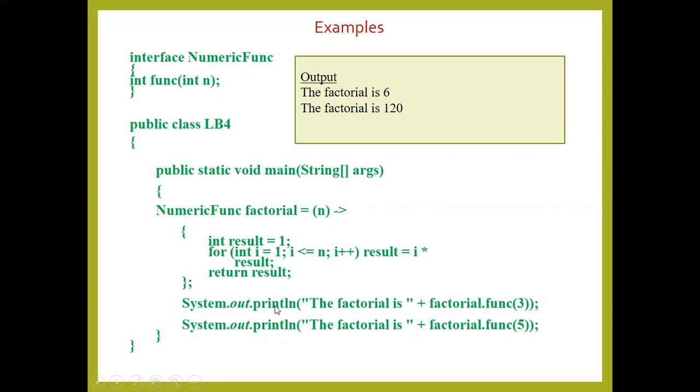Now, inside this print statement, the lambda expression is called. While calling the lambda expression, we are passing 3 as the argument. So the factorial of 3 will be calculated and printed as 6. Now, again we are calling the lambda expression with the parameter 5. Now the factorial of 5 will be calculated and the output will be 120.